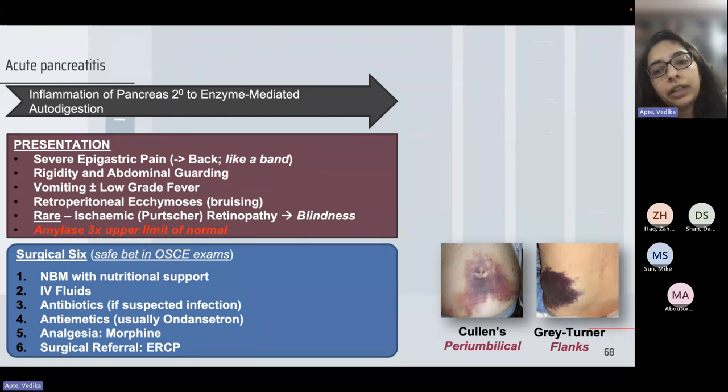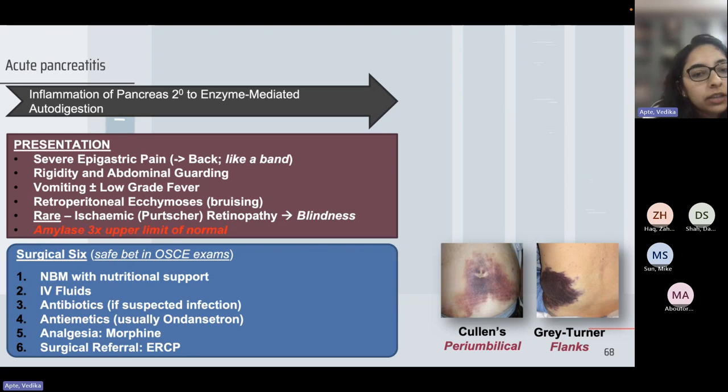The way I remember the location of each, imagine that you're turning to your side. So the Grey Turner sign is on your flanks, and the Cullen sign is just the other location, so peri-umbilical. A thing to note is that when you do a blood test, you should always ask for amylase to be done, and you typically see an amylase that is 3 times the upper limit of normal, and that just tells you immediately that it's acute pancreatitis.